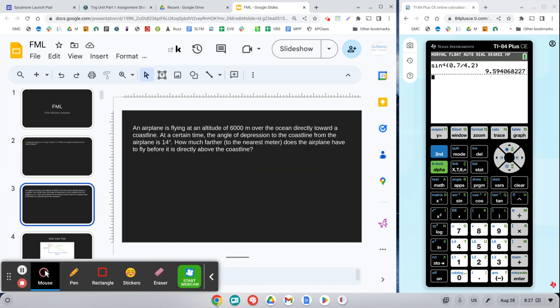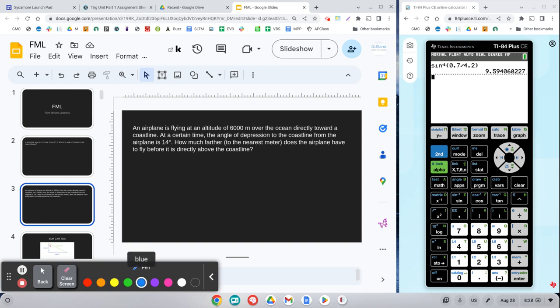Now, this one's a little longer, a little more complicated, but I'm confident you'll be able to do it. It says an airplane is flying at an altitude of 6,000 meters over the ocean directly toward a coastline. At a certain time, the angle of depression to the coastline from the airplane is 14 degrees. How much further, to the nearest meter, does the airplane have to fly before it is directly above the coastline?